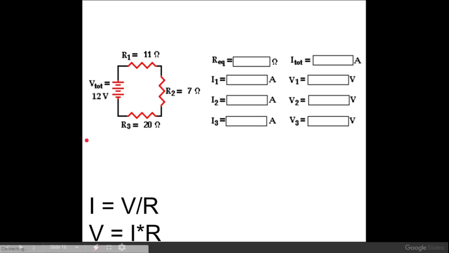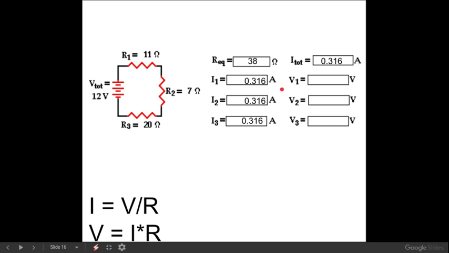So let's do another example here. Let's say we have a 12 volt battery and an 11 ohm, a 7 ohm, and a 20 ohm resistor. First thing, let's find the equivalent resistance by adding them up. So 11 plus 7 plus 20 is 38. Now let's find the current coming out of the battery. We do voltage divided by resistance. So 12 volts divided by 38 ohms gives you 0.316 rounded off amps. And remember, that is the same current that goes through all three of those resistors because it's a series circuit.